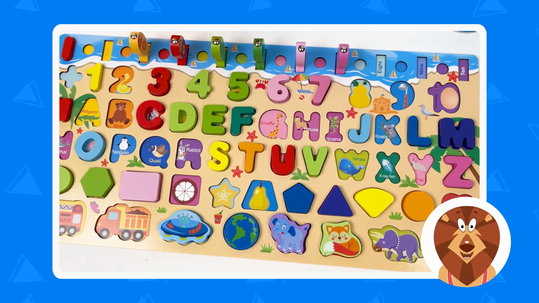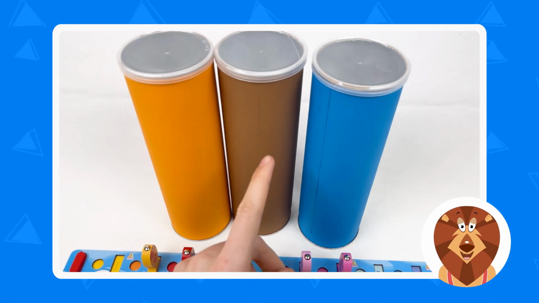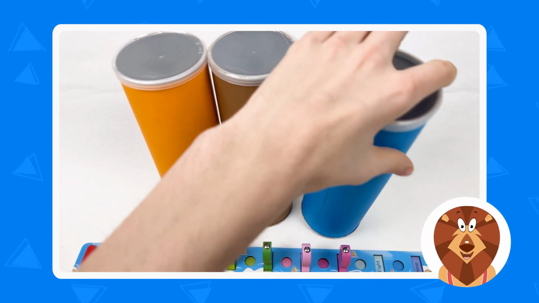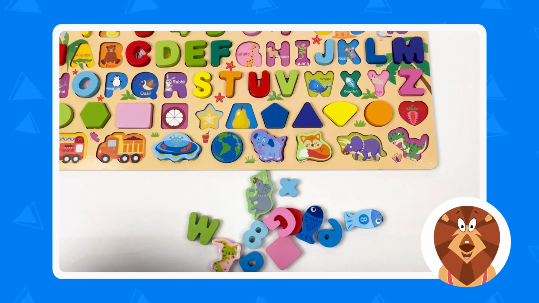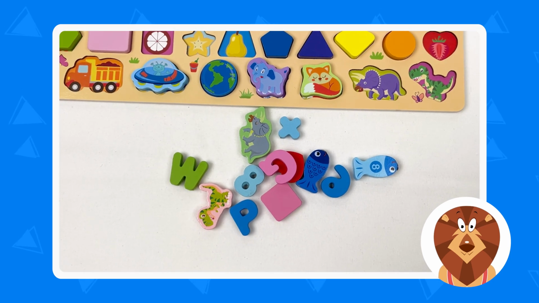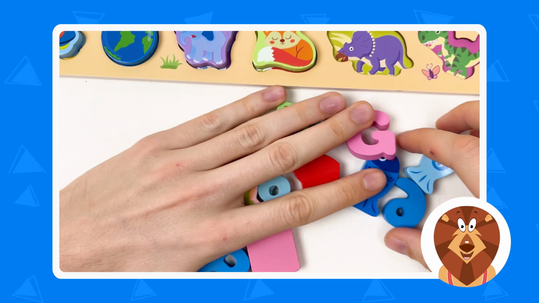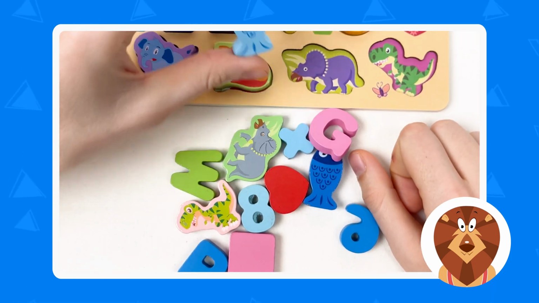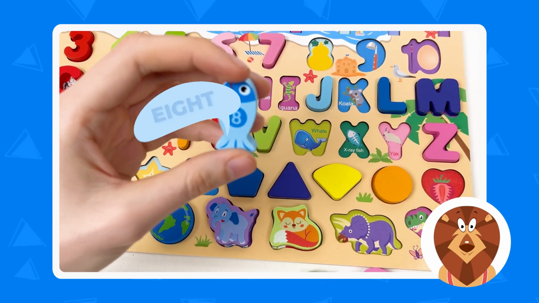So let's continue. And the next crayon that we're going to paint with is that blue crayon. So let's take it and shake it like this. Let's open. Great! We have so many things that we need to go through. So let's start with our fishes. And the fish that represents the number 8.